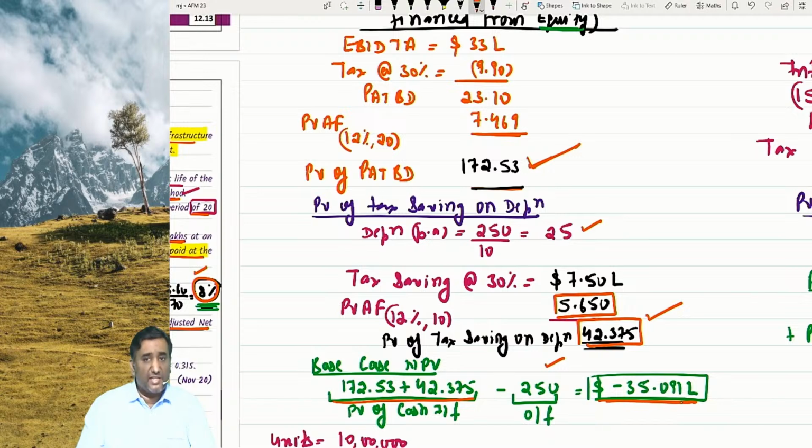So my base case NPV is negative. It means if I go only for equity financing, it will give me the negative answer which comes out.